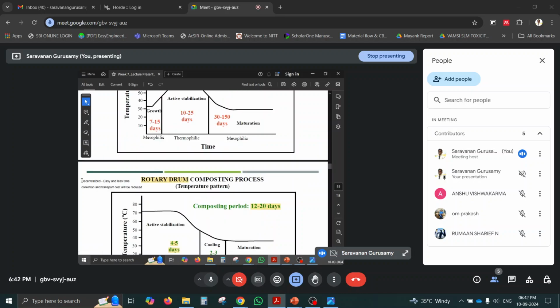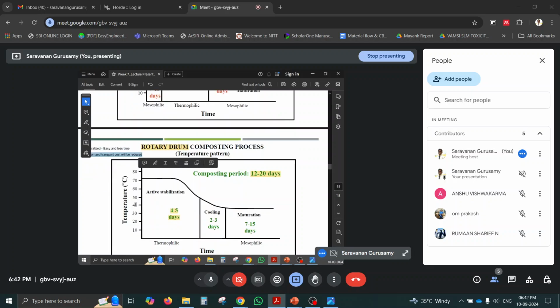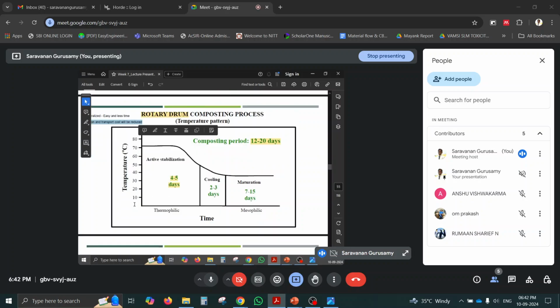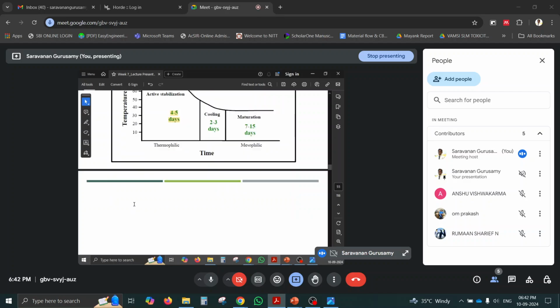So why first decentralization? It will be easy and less time, and the collection and transport cost will be reduced for rotary drum in at-site treatment options. This is all at the backyard of the home itself that we can do. Okay.